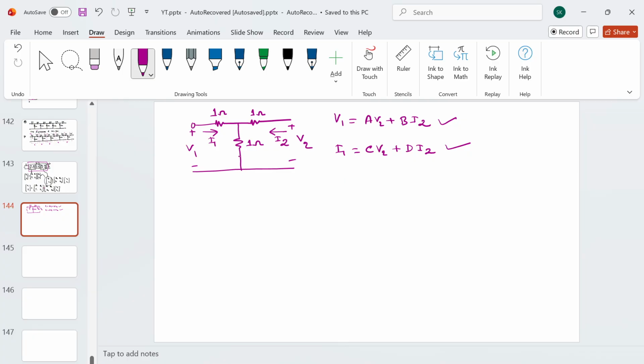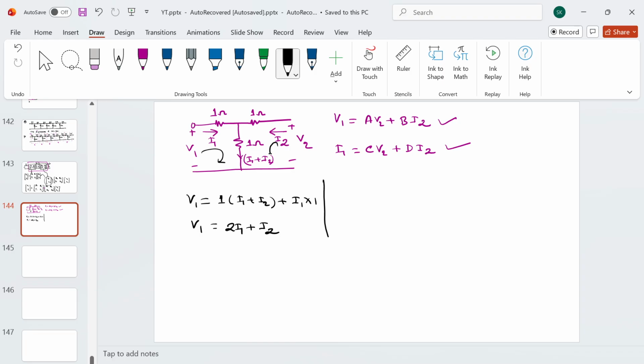In this part the current is I1 plus I2, right? If you write KVL in this loop, you get V1 equals 1 into (I1 plus I2) plus I1 into 1. So V1 equals 2I1 plus I2. This is one equation. The same way you will get for this loop also: V2 equals I2 plus (I1 plus I2). So V2 equals I1 plus 2I2.